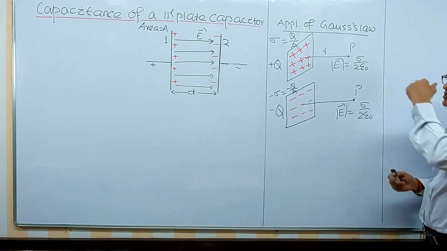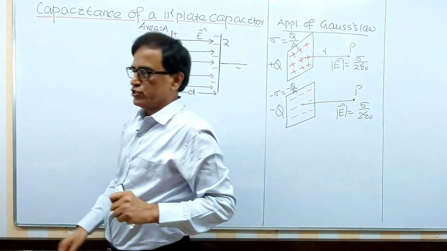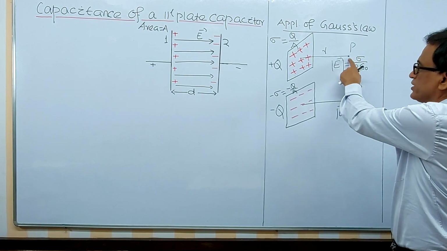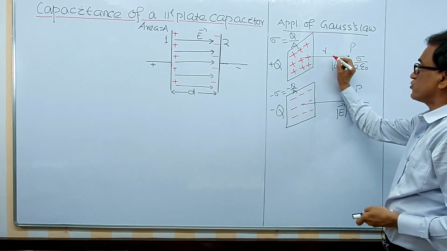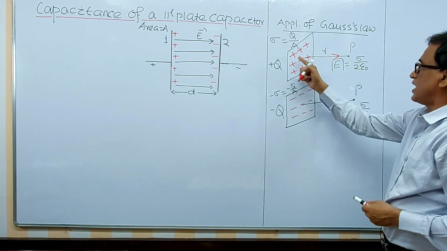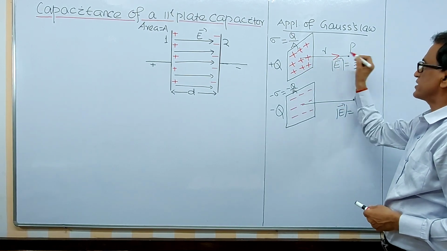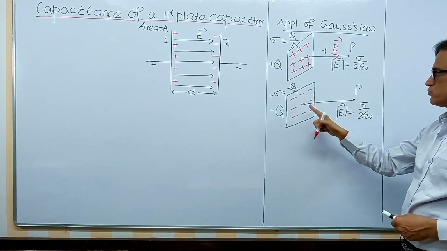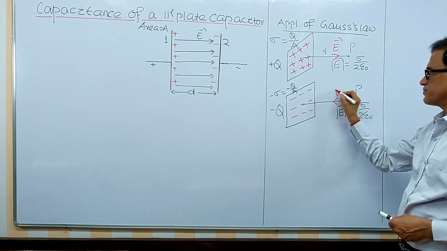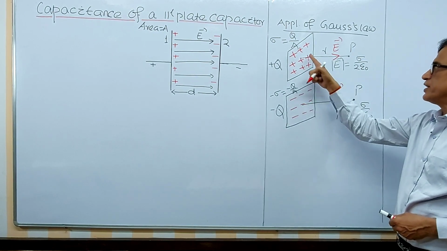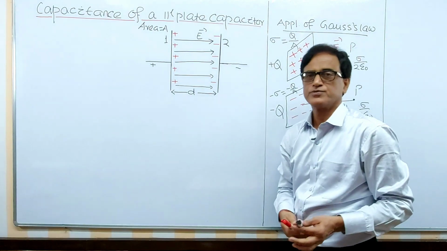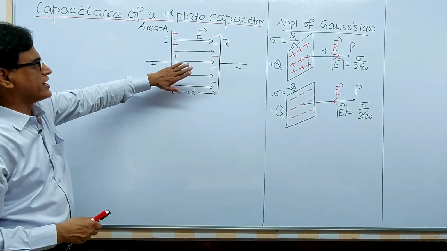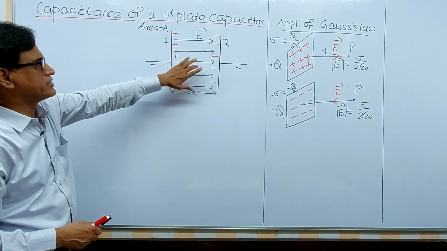Same. But what is the difference between these two? The difference between these two fields is only the direction. If you are calculating the electric field at any point due to a positive sheet of charge, then the direction is out of the sheet. And if you want to find the electric field at any point due to a negative sheet of charge, this is the direction of the electric field: towards the negative, away from the positive. This is the difference.